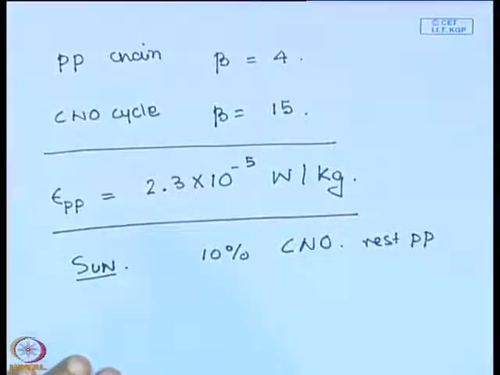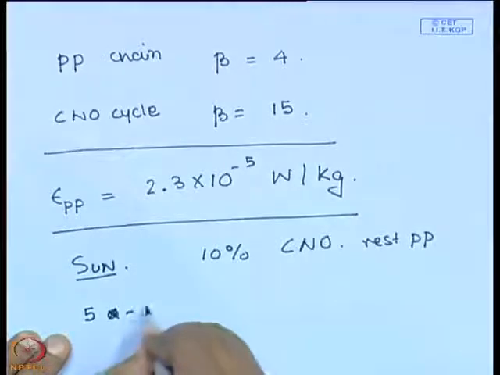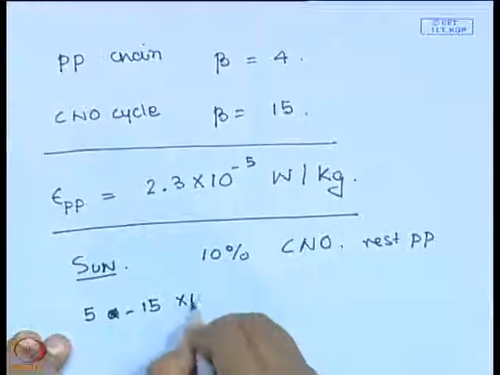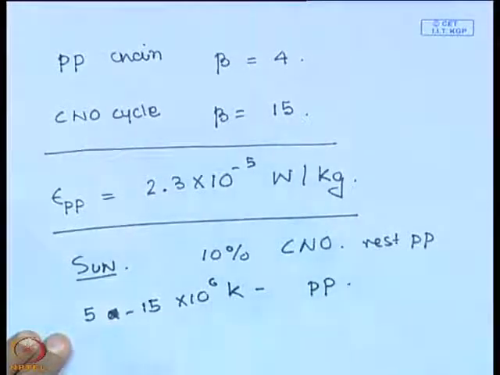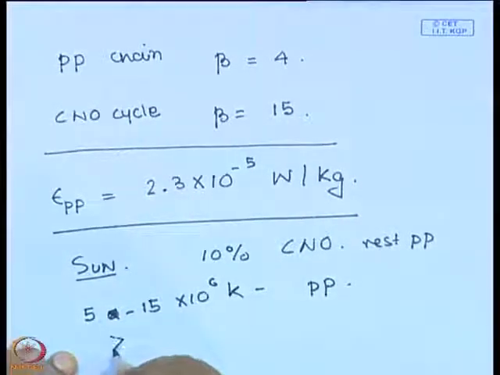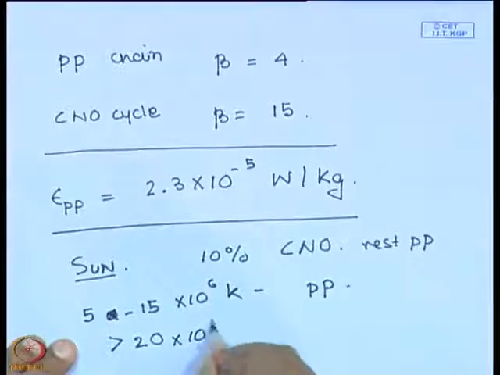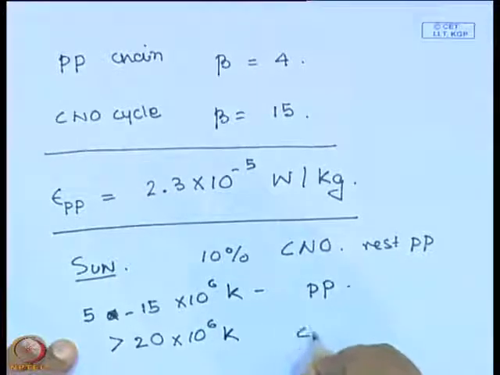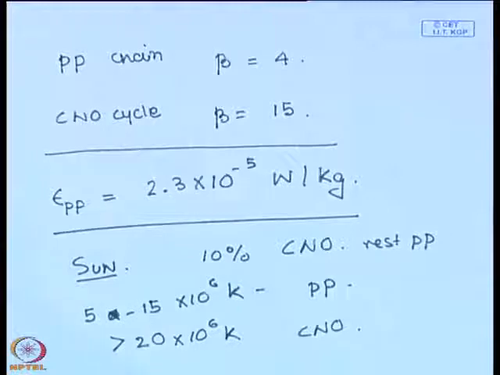But for more massive stars, the CNO cycle is much more effective. This is where the PP chain is effective, and this is dominated entirely by the PP chain. And if you have these temperatures, the CNO cycle becomes dominant. So in more massive stars where the temperature is higher, the CNO cycle is much more dominant.